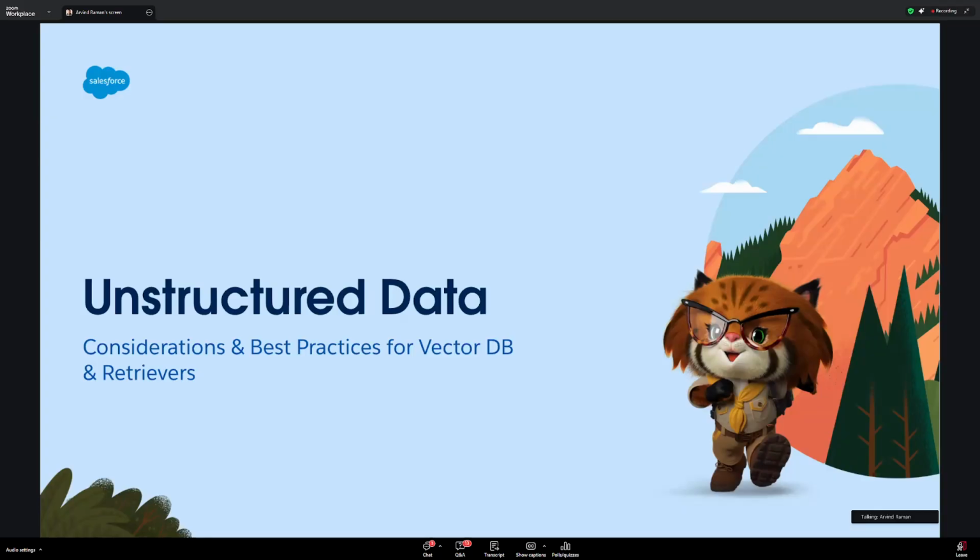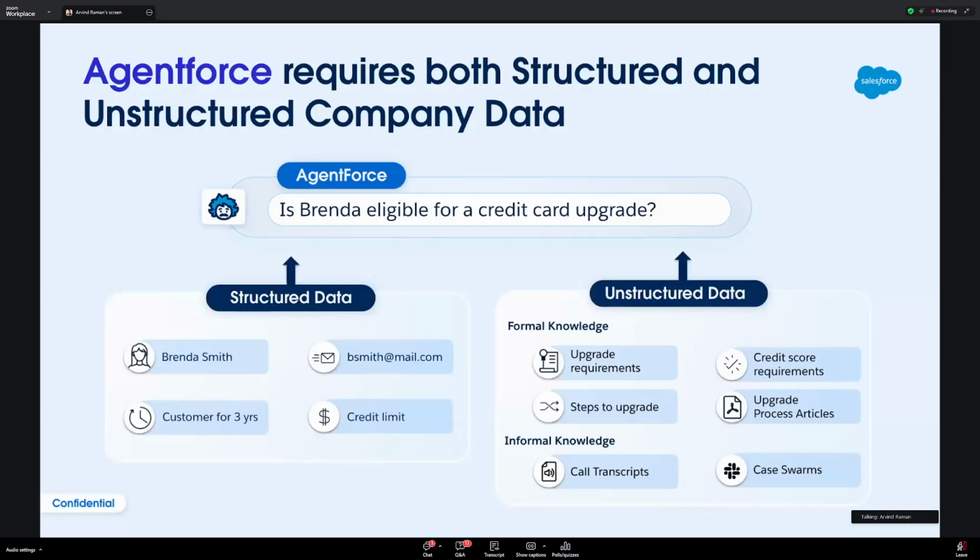Now let's talk about the other big buzzword of the last year, which is unstructured data. As you know, especially in this agentic world, Agentforce needs both structured as well as unstructured data to be able to act on it and to respond better with knowledge. Think of all the richness you have within your PDF documents and your chat transcripts. How do you use that to ground your agent, as well as give it the right context?